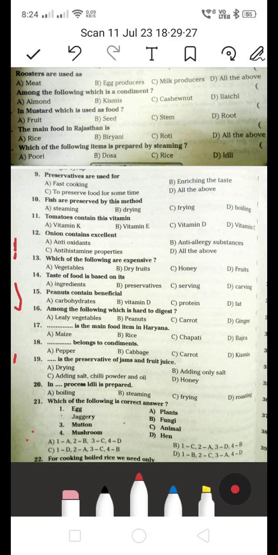Roasters are used as a meat. A is the right answer. Correct. Meat, we use as a meat. Again, we produce eggs from roasters.